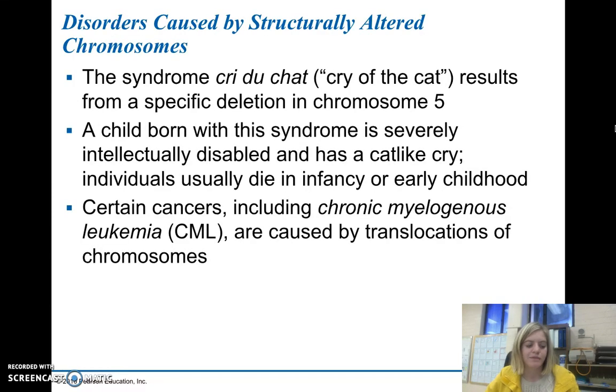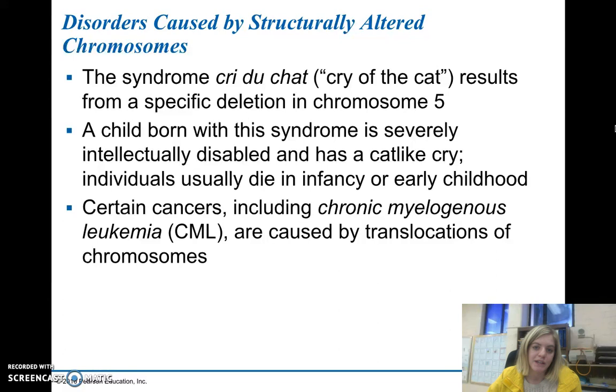Then we can talk about a few disorders that are caused by structurally altered chromosomes. So this would be when we see inversions, deletions, duplications, and translocations of chromosomes. So there's a syndrome known as cri-du-chat, or cry of the cat, and this results from a very specific deletion on chromosome 5. Individuals born with this syndrome are severely intellectually disabled, and when they cry, it kind of sounds like a cat meowing. So that is where the name comes from. And these individuals typically die in infancy or childhood.